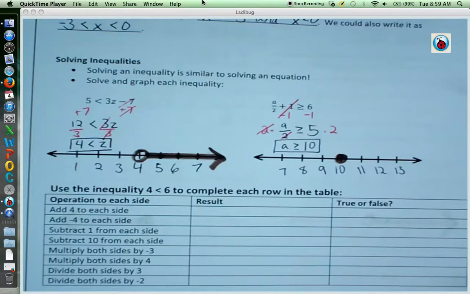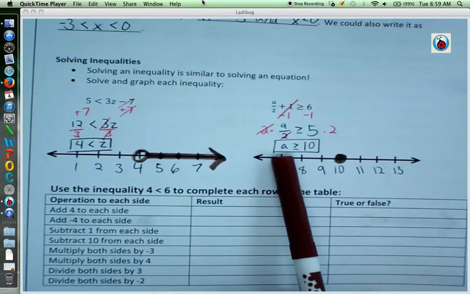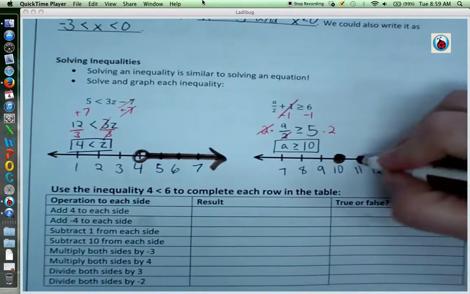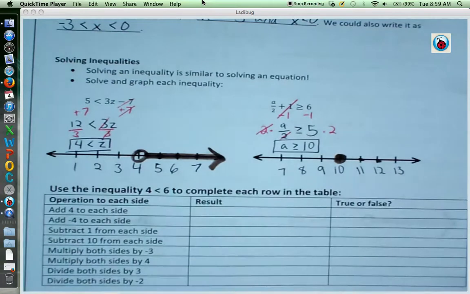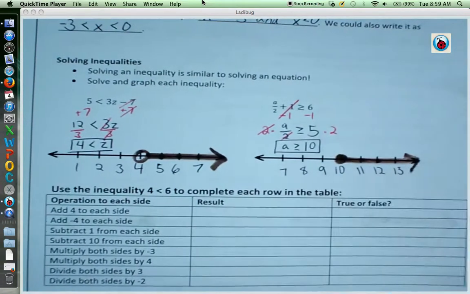And a is greater than or equal to 10, so let's think about other numbers that a could be. a could be 11, that's greater than 10. a could be 12, that's greater than 10. a could be 20, that's greater than 10. So I'm thinking of numbers that are all to the right of 10 on the number line. So I'm going to shade, in this case, to the right-hand side.